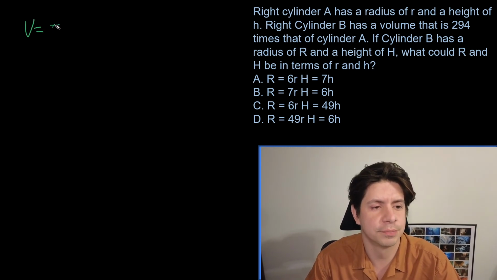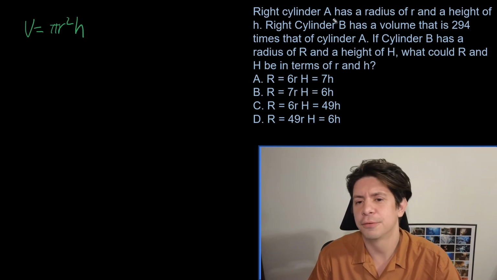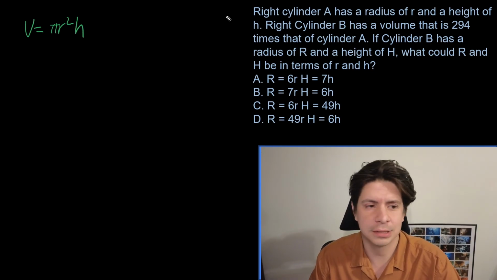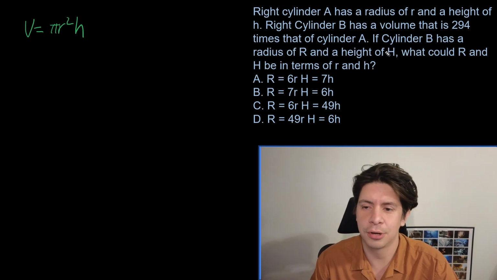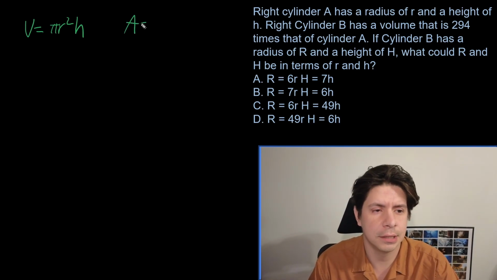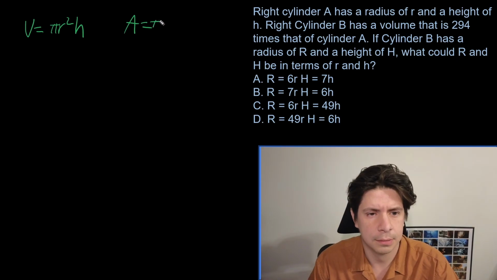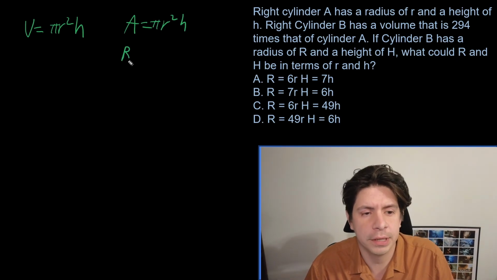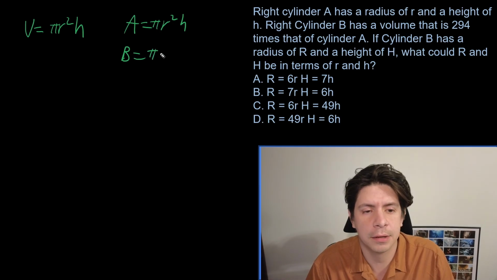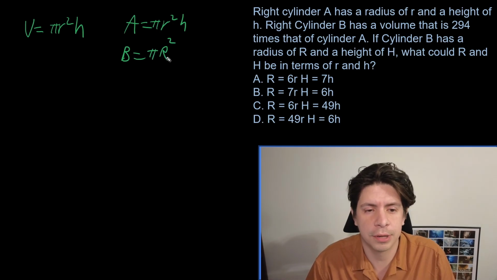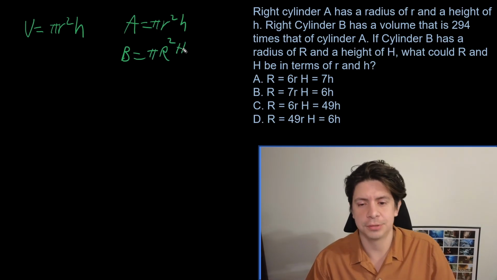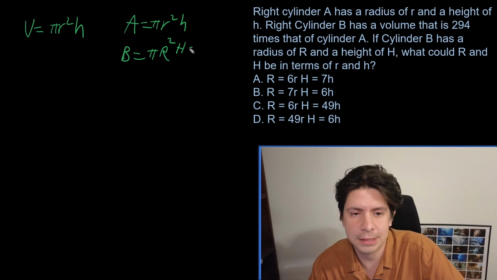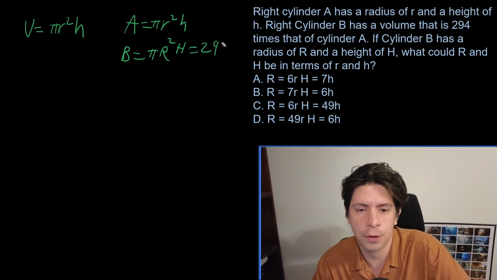Volume equals pi r squared, the area of the base, times the height. So the volume of cylinder A is just pi r squared h, where r is r and h is h. Now cylinder B: A equals pi r squared h, and then the volume of B will be pi big R squared big H, and this is going to equal 294A.